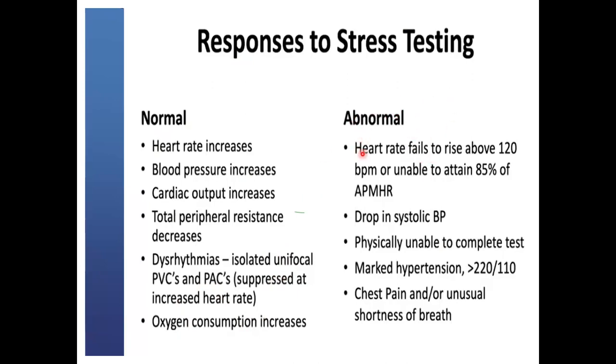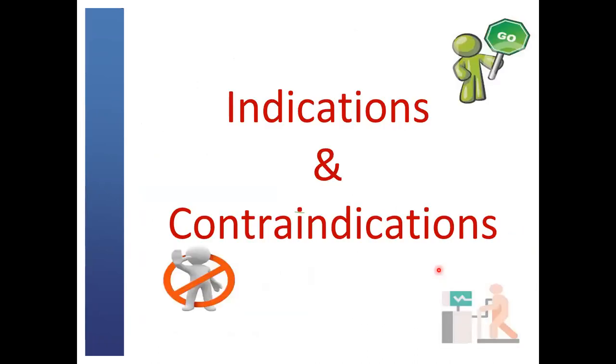Well, when you begin to see the heart rate failing to rise above 120 beats per minute or unable to attain 85% of the age-predicted maximum heart rate, that is considered an abnormality. Or there's a drop in systolic blood pressure, which is actually supposed to rise. That again raises a red flag. Or there's a physical inability to complete the test. Marked hypertension, when we begin to have a blood pressure greater than 220 over 110, is a hypertensive response to exercise. That, again, is abnormal. There's a limit to which blood pressure tends to rise, above which we consider it not beneficial and it becomes harmful to the individual. In the presence of chest pain or unusual shortness of breath, these are abnormal responses to exercise.